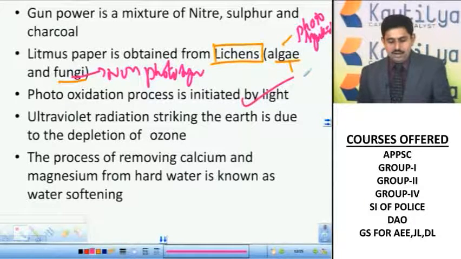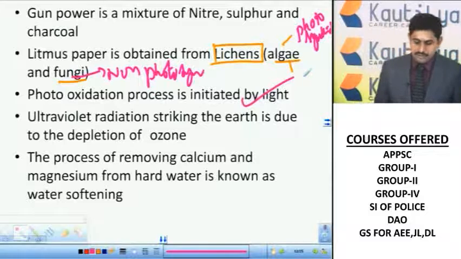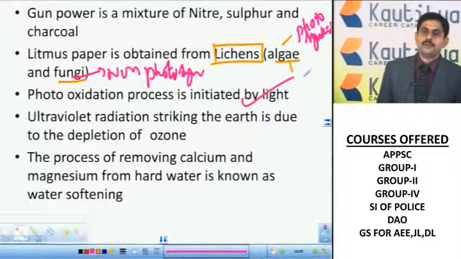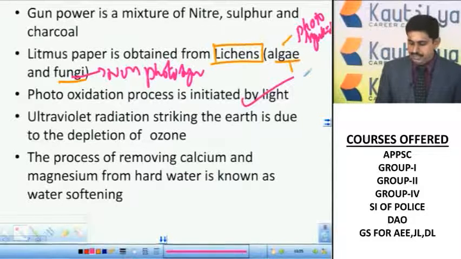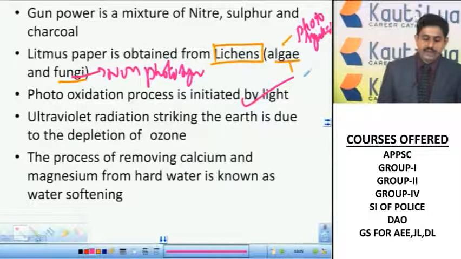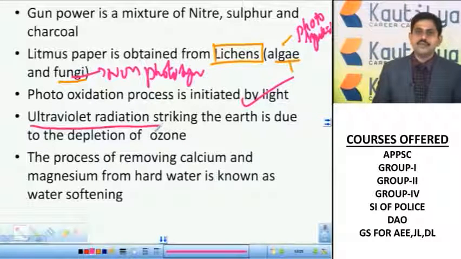Okay, next one: ultraviolet radiation striking the earth is due to the depletion of the ozone layer. We know that we are protected from UV radiation because of the presence of the ozone layer. If the ozone layer is depleted, then UV radiation will pass directly to the earth. When human beings are exposed to this UV radiation, cancer may be caused immediately, or it may appear in later ages. That is very dangerous. Ultraviolet radiations are very dangerous rays.